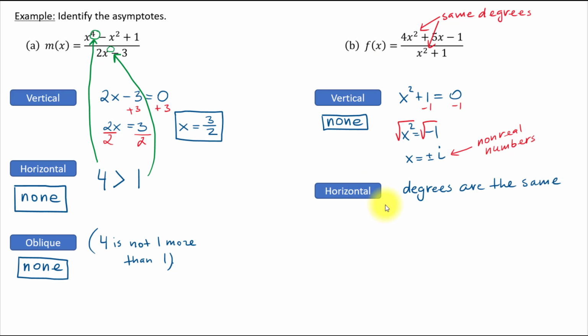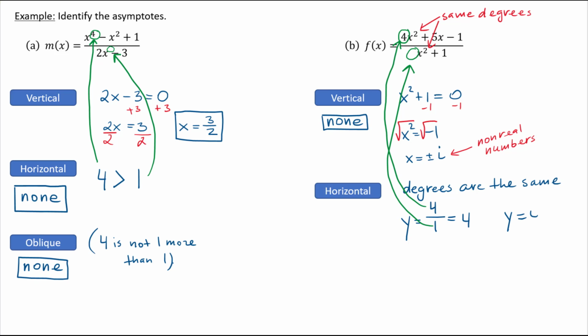Let's determine its equation. It's obtained by taking the leading coefficient of the numerator, which is 4, and placing it over the leading coefficient of the denominator, which is 1. Well, it's x squared, but the coefficient is 1. 4 over 1 equals 4. That means that the equation of the horizontal asymptote is y equals 4. In other words, it's the horizontal line that crosses the y-axis at 4.